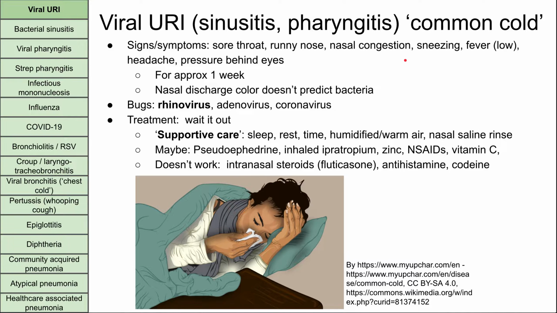These typically last 1 week, maybe 7 to 10 days. And just a note, the nasal discharge color doesn't really predict the bug that's infecting you. So it doesn't determine if you have a bacterial or a viral infection. Some people think that if they have dark nasal discharge or dark sputum, it means bacterial. That's not necessarily true. There's a bunch of viruses that can cause this. The most common is rhinovirus. There are also adenoviruses and coronaviruses. These are all virus families, and there are many viruses within these families that can cause a common cold.